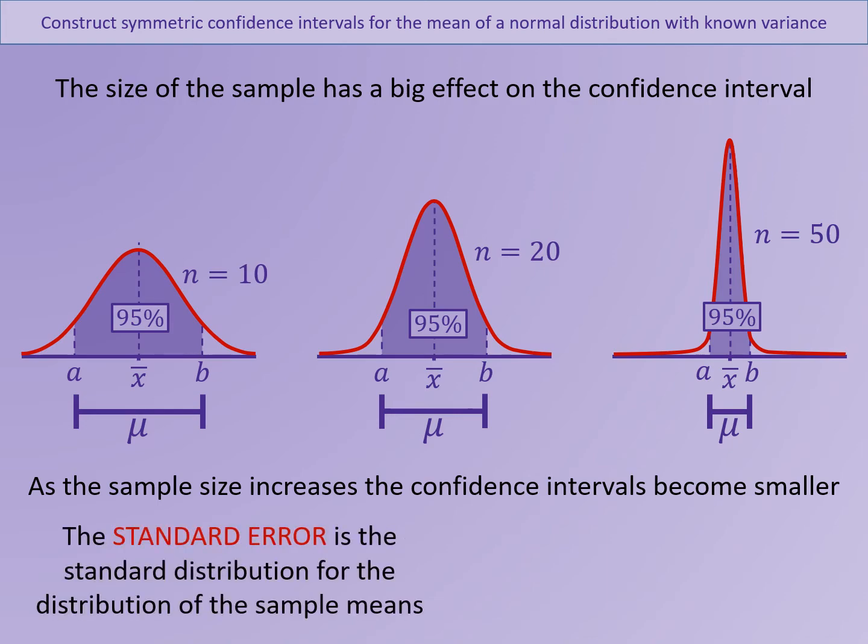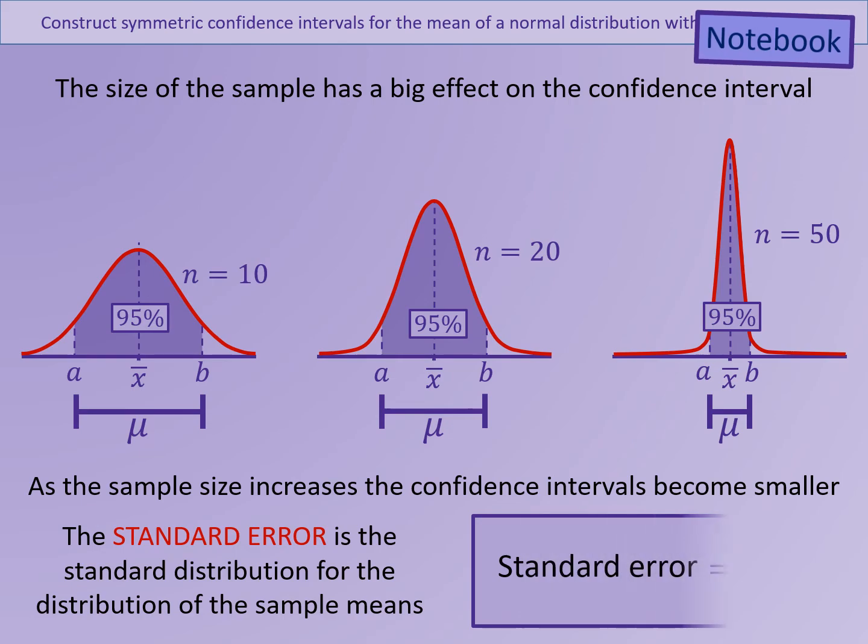We can take this into account using the standard error. The standard error is the standard deviation for the sample divided by the square root of the sample size. You can see here that the standard error depends on the spread of the initial population, which is sigma, and the size of the sample, which is n. As n increases, the standard error becomes smaller, as we have seen above.